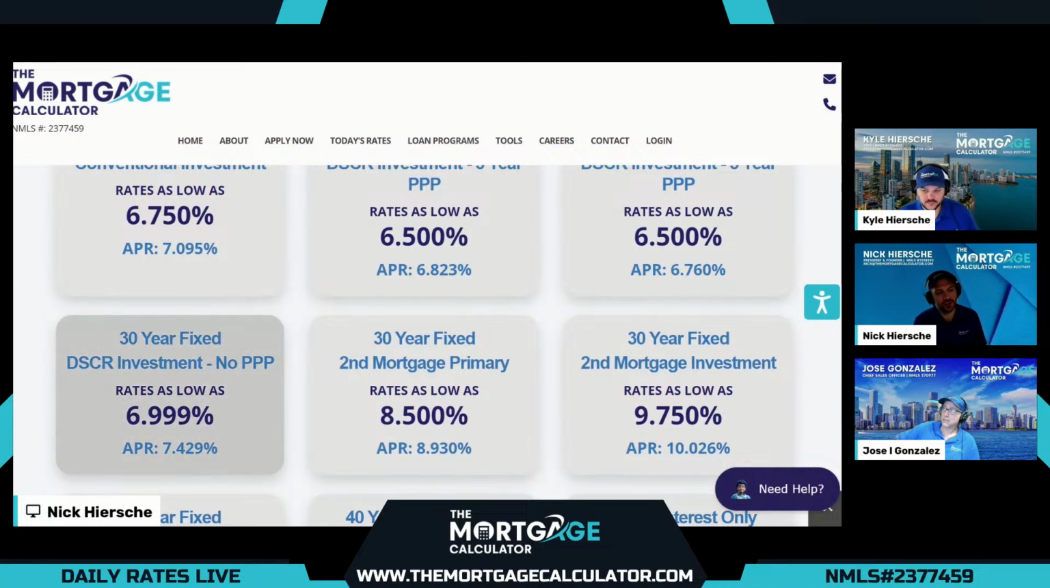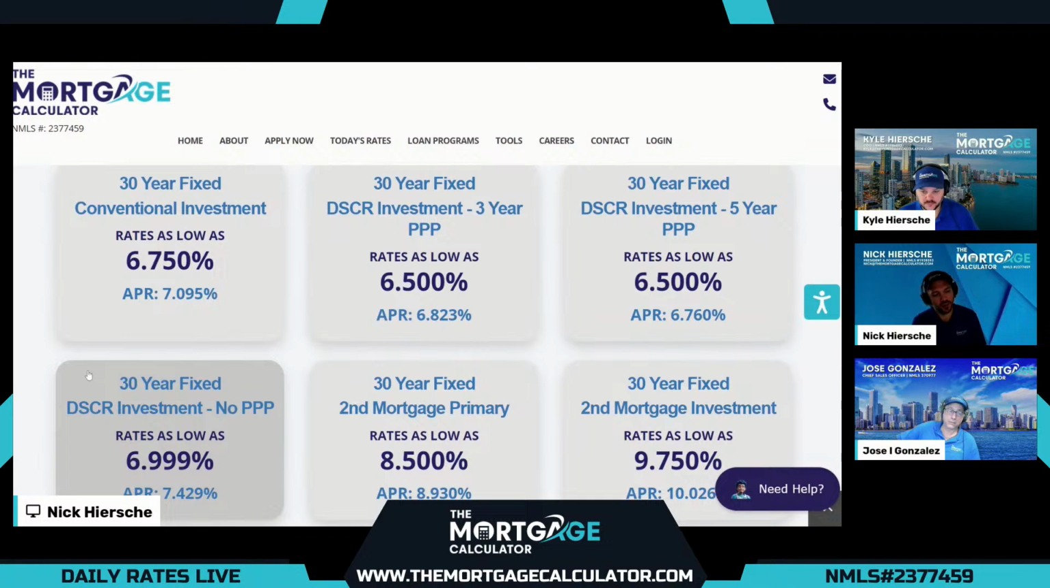And our final DSCR option, a no prepayment penalty option, coming in today, 6.999. Final APR 7.429. So that's a touch higher than conventional, but our investors will still typically use this DSCR option as it is much easier. You can do many more loans at the same time as well.